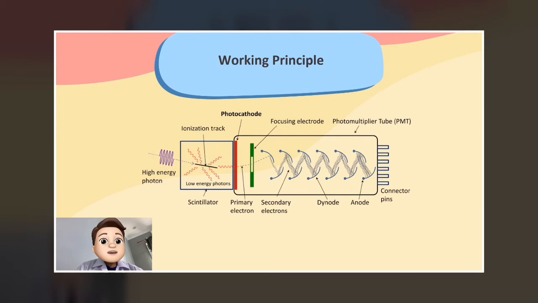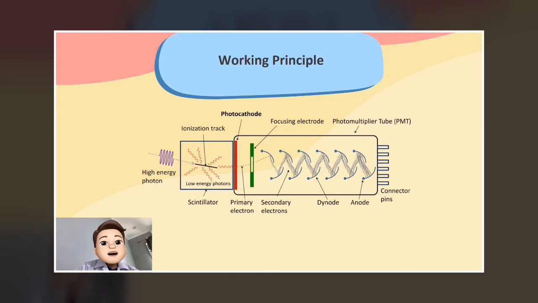Then these photons are directed at the photocathode of the photomultiplier tube, which emits electrons by the photoelectric effect. Electrostatic acceleration of these electrons takes place, and an electric potential causes them to strike the first dynode of the tube.